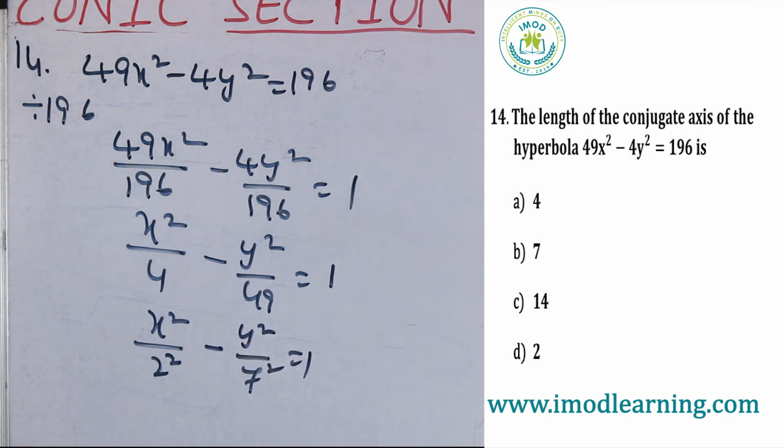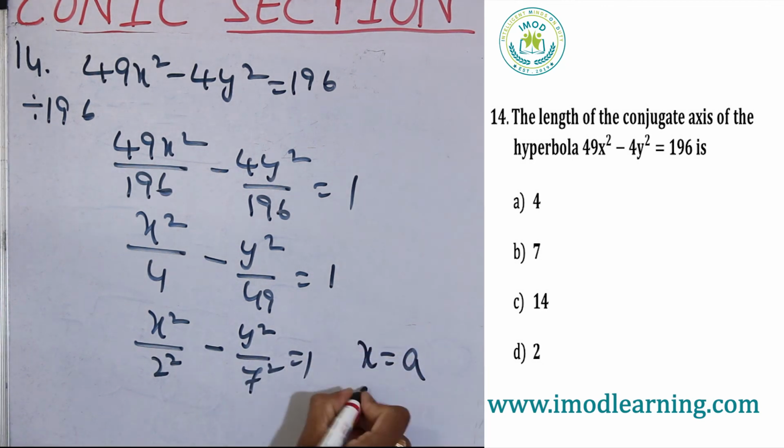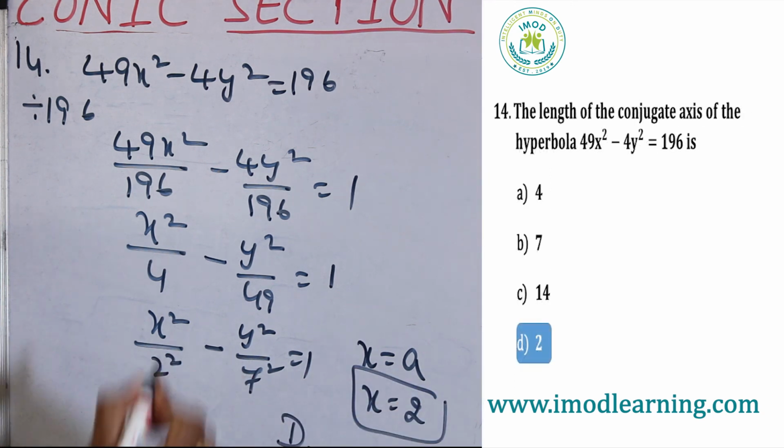What they asked is the length of the transverse axis. So the length of the transverse axis is equal to, x equal to a, or x equal to 2. Answer you have is D.